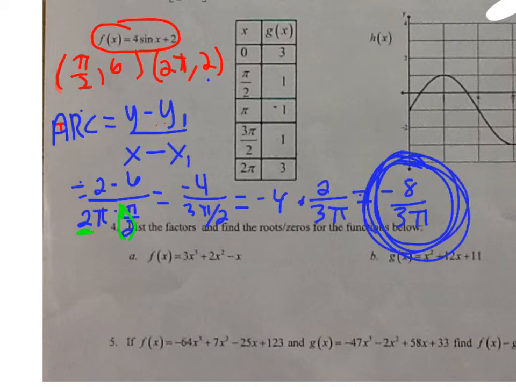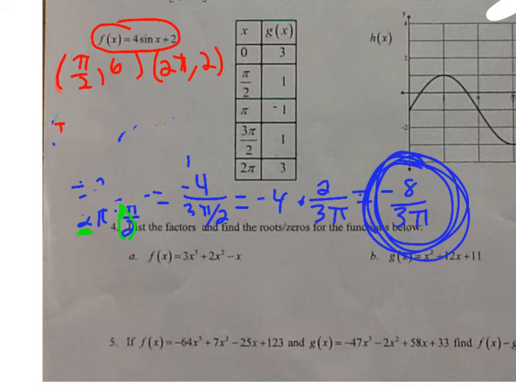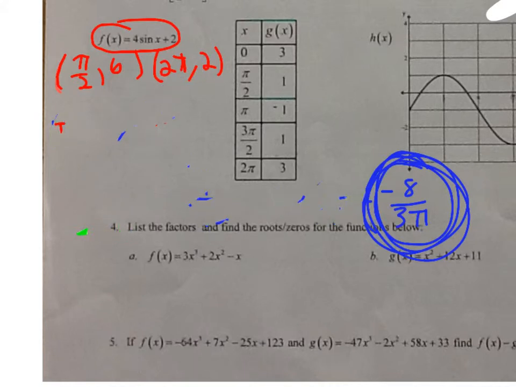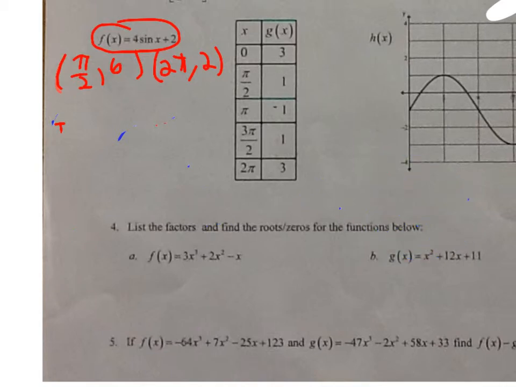So let's write that down. So for f of x, let me erase this here. So I have negative 8 over 3 pi. So I'm going to write that over here. This is for f of x. Negative 8 over 3 pi. Remember, that's the average rate of change. If you want to put that in to know what the decimal is so you can compare, it's negative 0.8488, and that goes on.